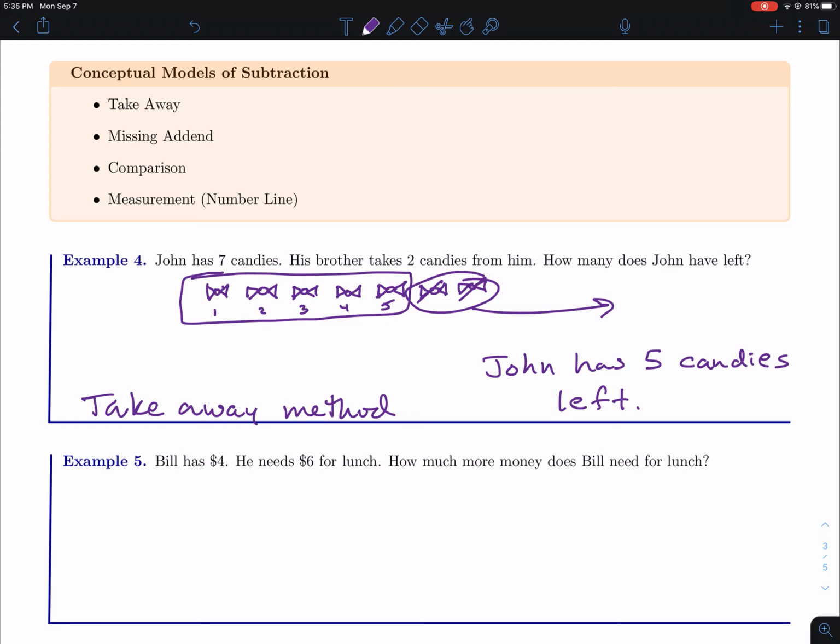So again, I drew all the candies, took the 2 away that his brother took, and then whatever he had left over was how much he had remaining. Perfect. All right. So in this case, example 5, Bill has $4.